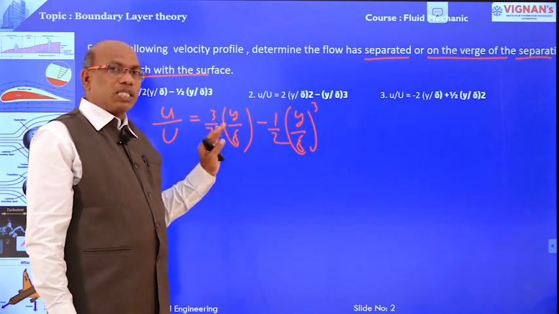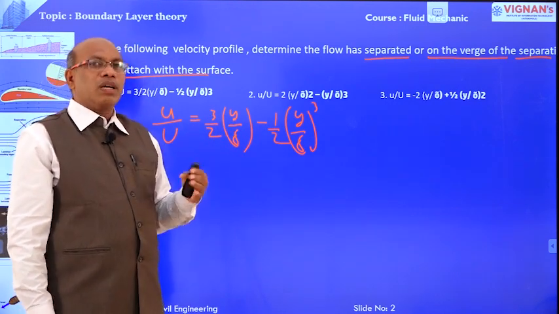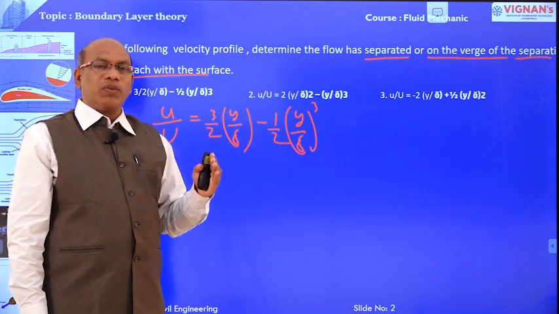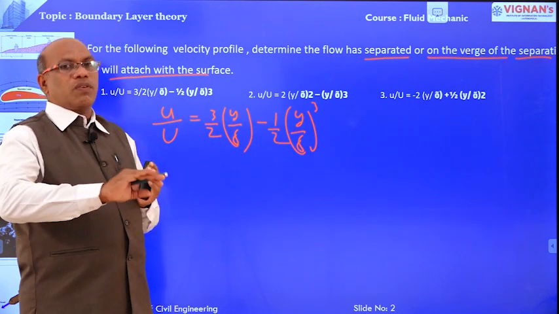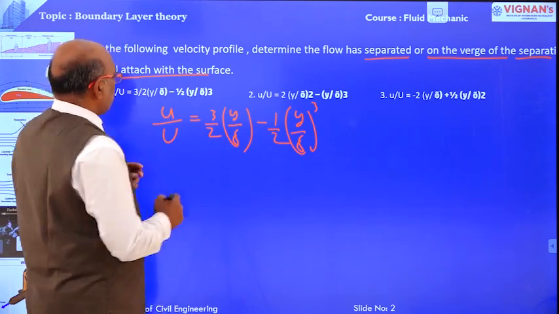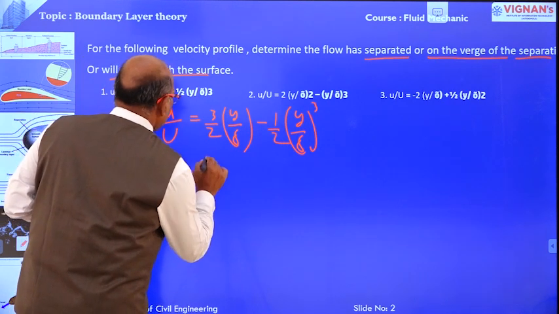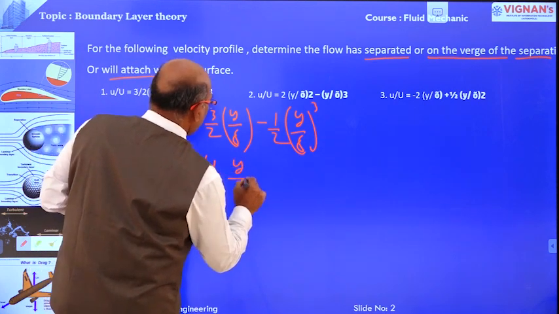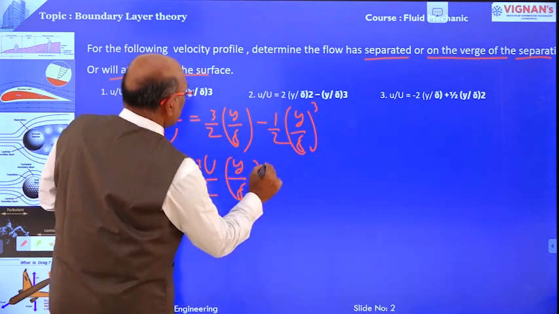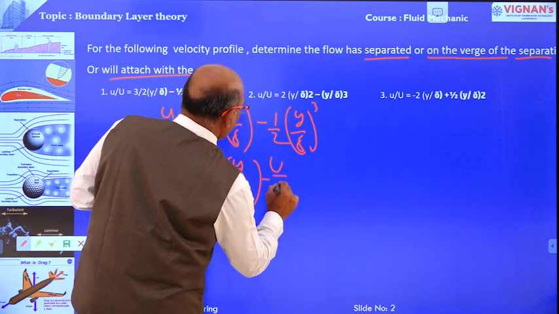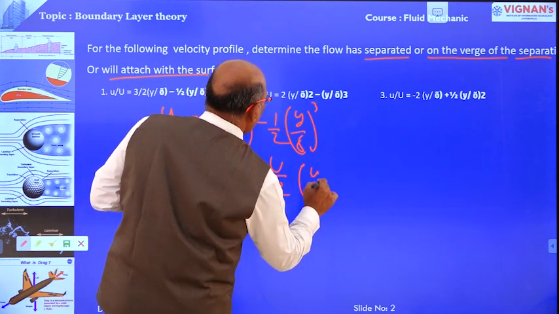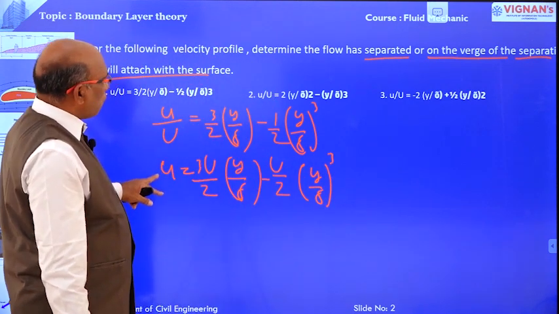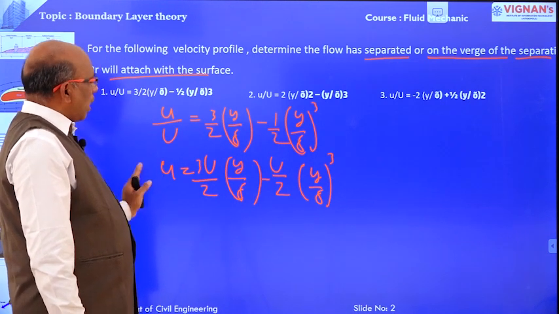Based on this velocity profile, we are going to decide whether the boundary layer separates from the boundary, or is ready to separate from the surface of the solid body. The first profile is small u equal to 3U by 2 into y by delta, minus U by 2 into y by delta whole cube. Now, differentiate with respect to y on both sides.